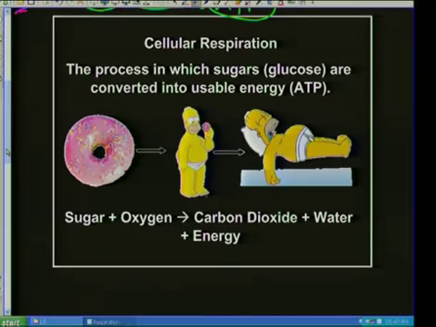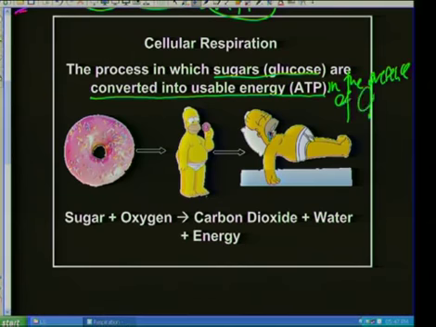Now let's go a little deeper. Before we go there, let's have a light-hearted moment. First of all, let's get a definition again. Cellular respiration: process in which sugars, glucose, are converted into usable energy, ATP, in the presence of oxygen. Later, you're going to tell me, yeah, but you told us in the presence of oxygen, every time you use this. Yes, I'm using that because that's the general way. But later, we're going to learn something, and I'll remind you about what I'm saying now.